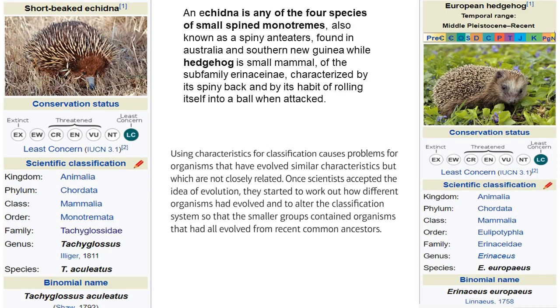So there are problems with relying on just what an animal looks like to try and classify it into the correct category. So you might want to remember that. You never know, you might get a question a bit later on about the difficulties of classifying living things.